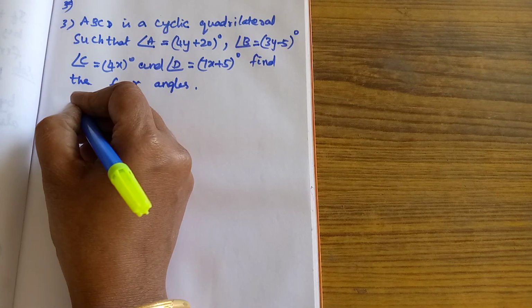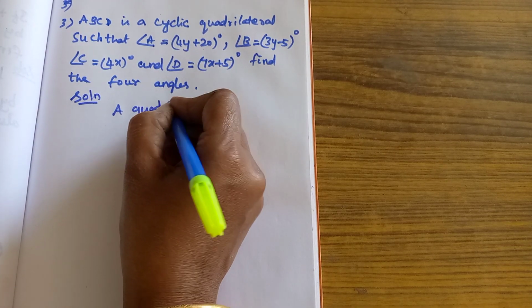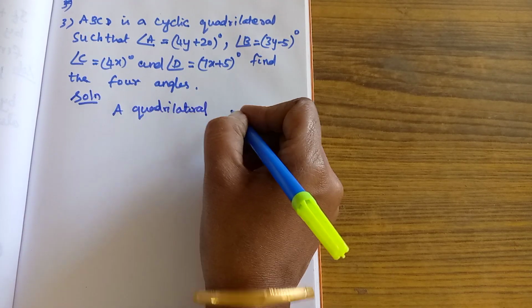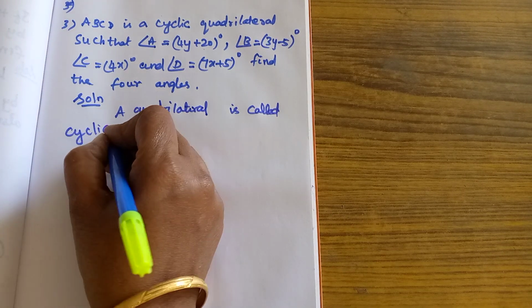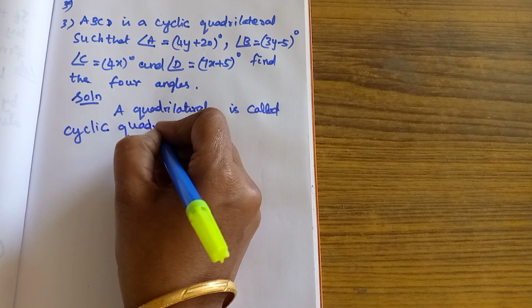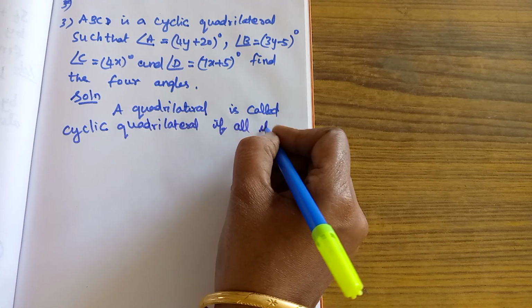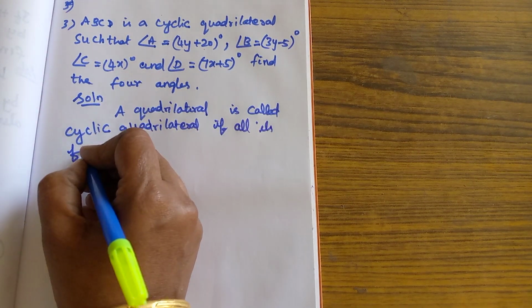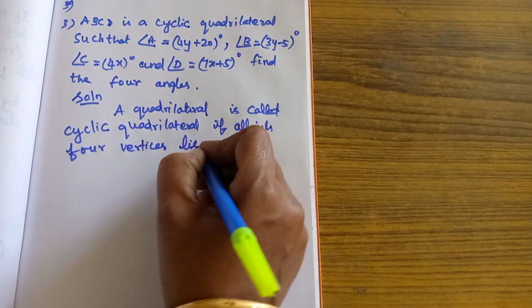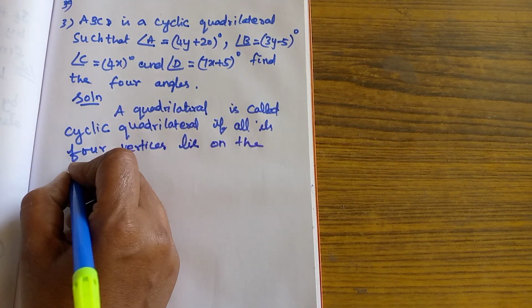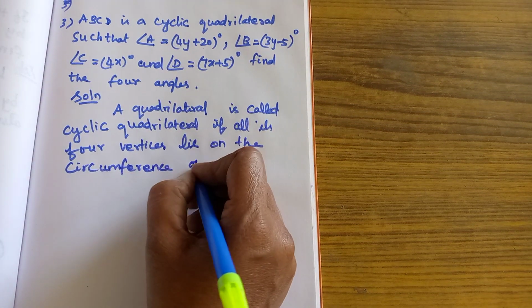Let us write that first of all. A quadrilateral is called cyclic quadrilateral if all its 4 vertices lie on the circumference of the circle.